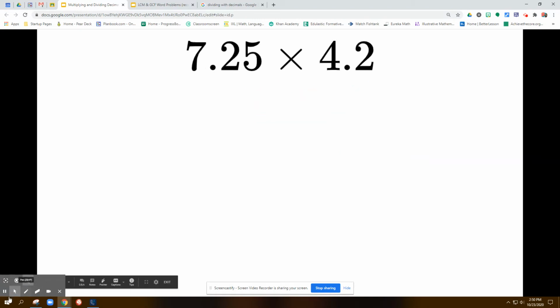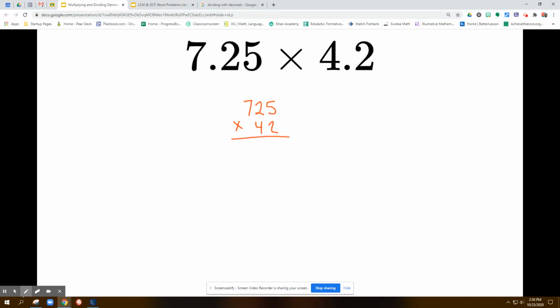The next problem was 7.25 times 4.2. So let's go ahead and we're going to write this as 725 times 42. The reason I got these whole numbers was I took this decimal and moved it over 2 spots, took this decimal, moved it over 1 spot. In other words, I multiplied this number by 100 and this number by 10 in order to get 725 times 42.